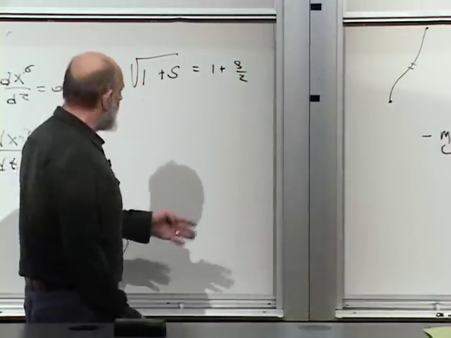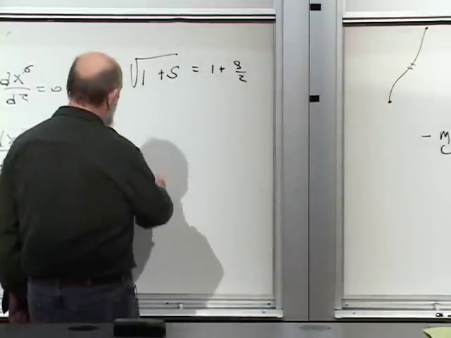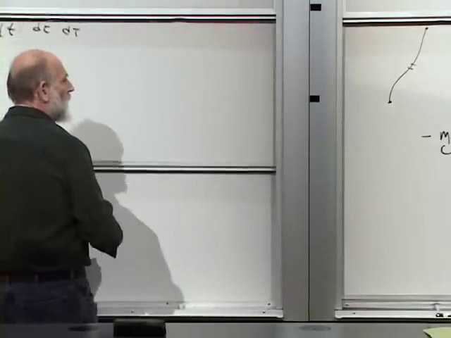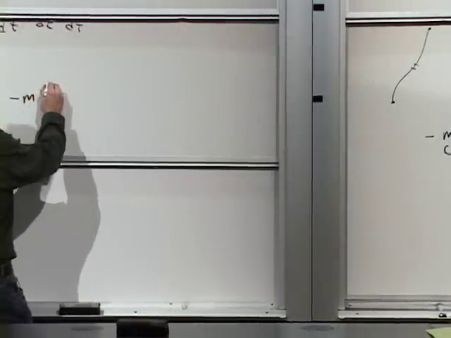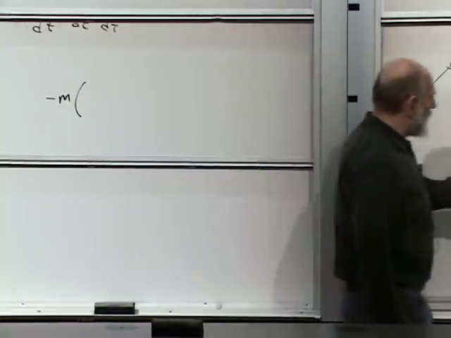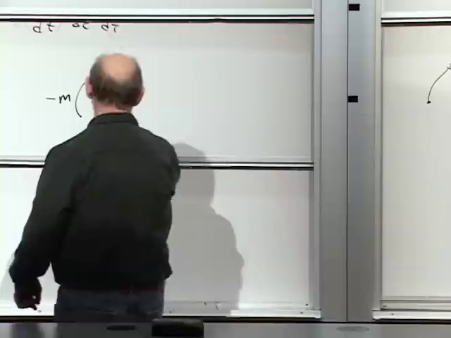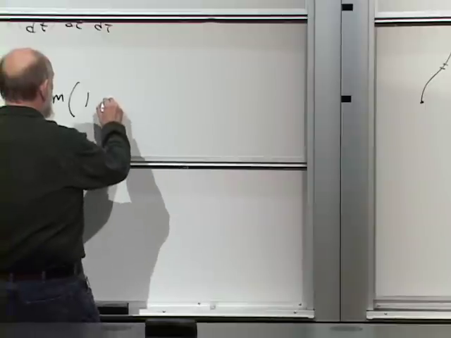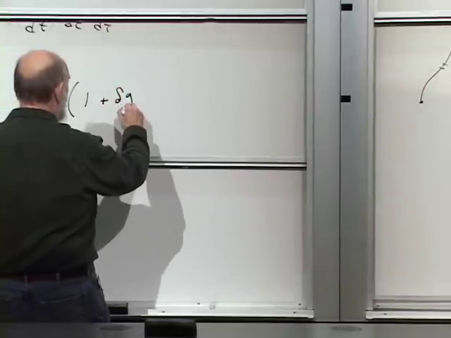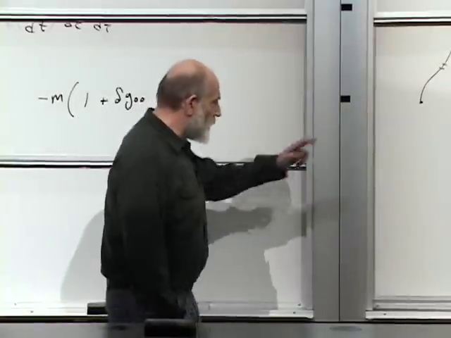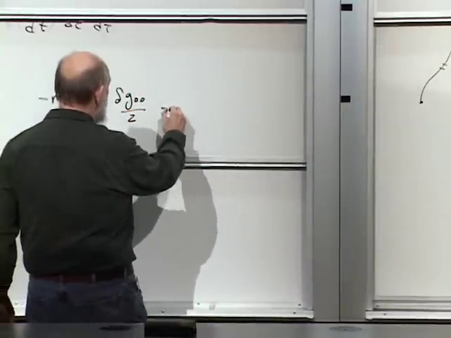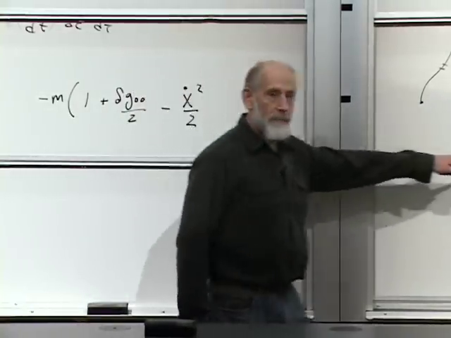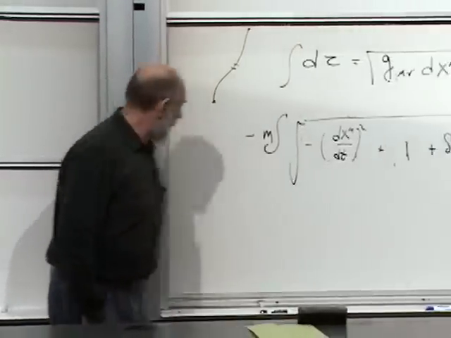OK, so let's work it out. First of all, we get minus m. I'm making a mess of this blackboard, but let's keep going. Minus m times 1 plus s over 2. Let's start with 1. And now plus s over 2. So what's s over 2? Plus delta G naught naught over 2 minus, let's just call it x dot squared over 2. That's this term over here.